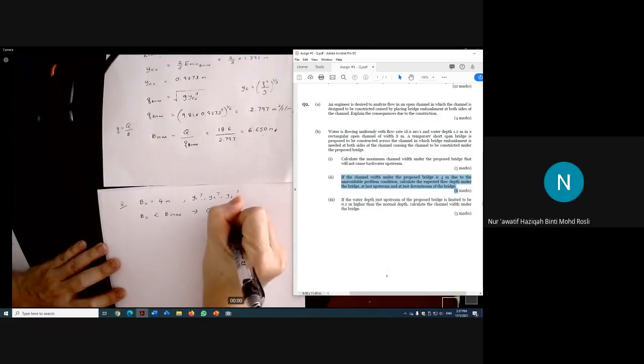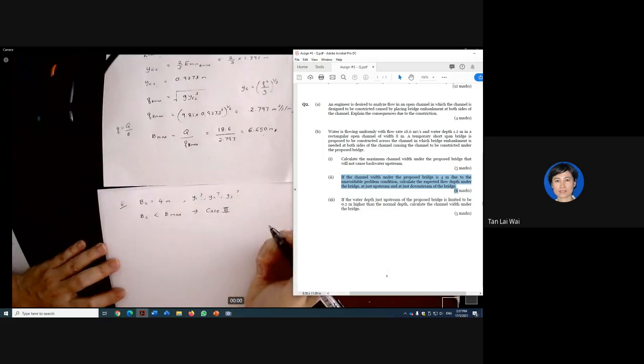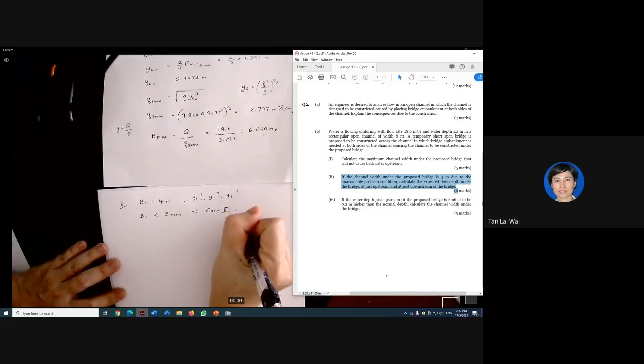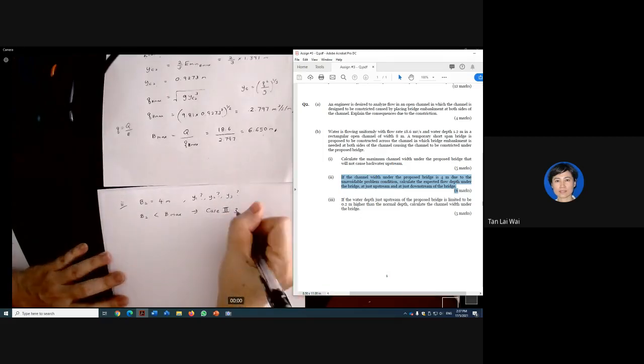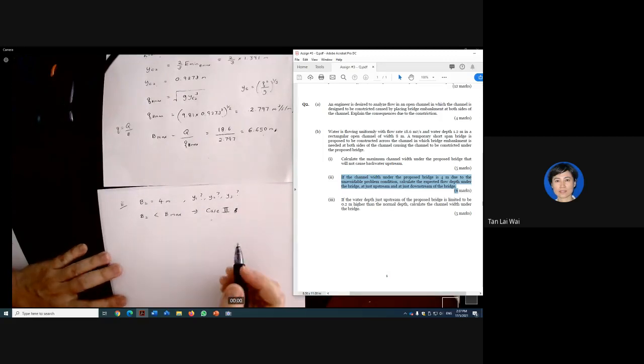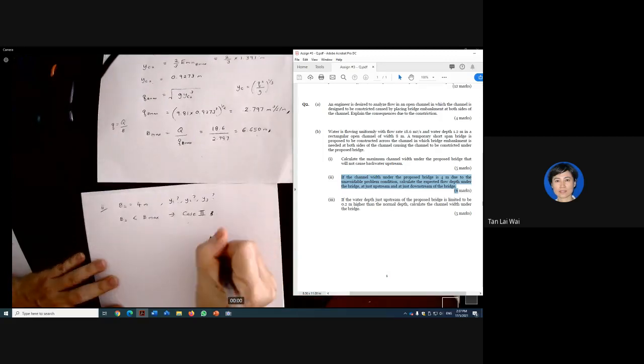Case 3. Okay, case 3, right? So this is case 3. I don't mind if you want to write 3 like that, it doesn't matter. So it's case 3, you still remember, right? For case 3, you are going to get something like that.